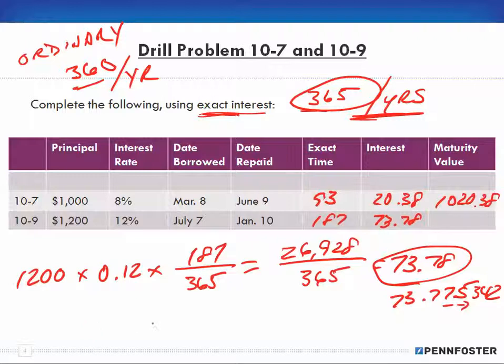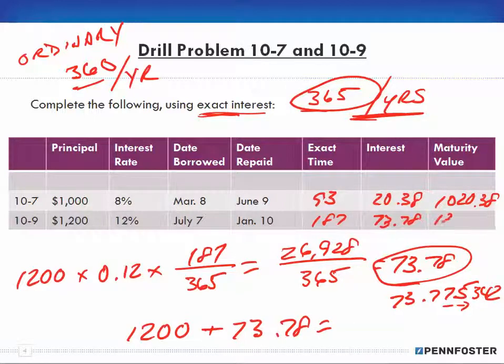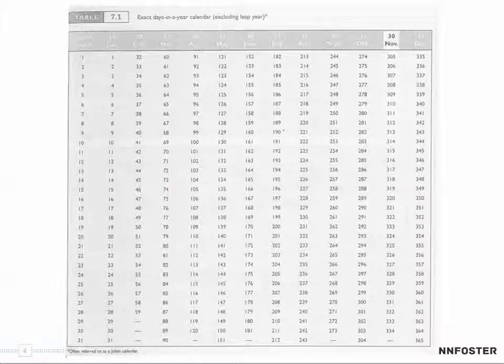And for the maturity value, it's the principal, which is $1,200, plus the interest of $73.78. And that gives me $1,273.78. Okay. So let's see here. I've got 2 more problems to go. And problem 13 is going to be a lot more complicated, so I'm going to stop here and pick up in the next video.